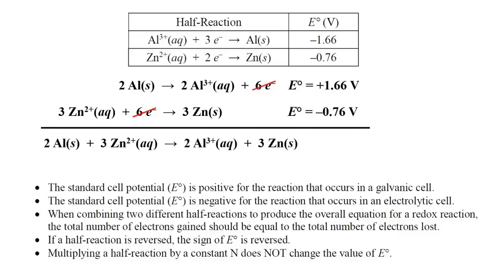2 moles of solid aluminum plus 3 moles of aqueous zinc 2+ ions produces 2 moles of aqueous aluminum 3+ ions and 3 moles of solid zinc. For the overall cell potential, it's positive 1.66 volts plus negative 0.76 volts, and that gives us an overall cell potential which is positive 0.90 volts. So now we have answered both parts A and B of this question.